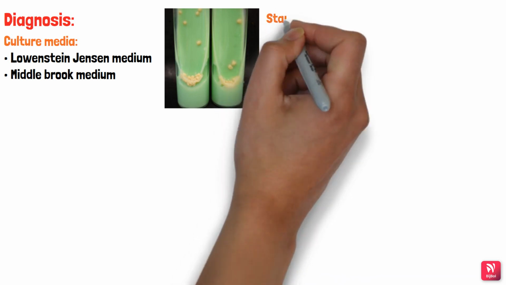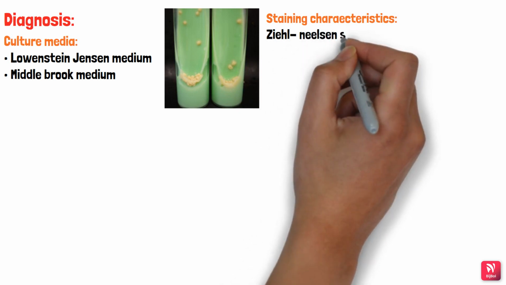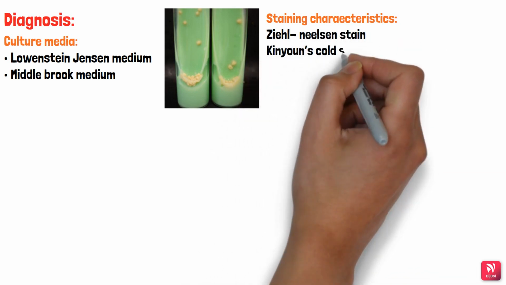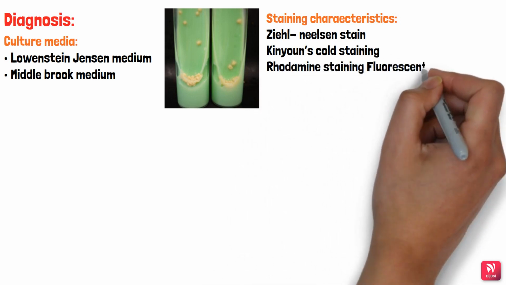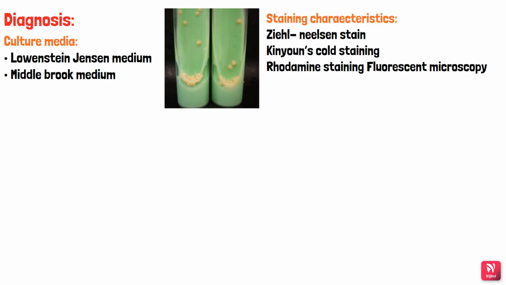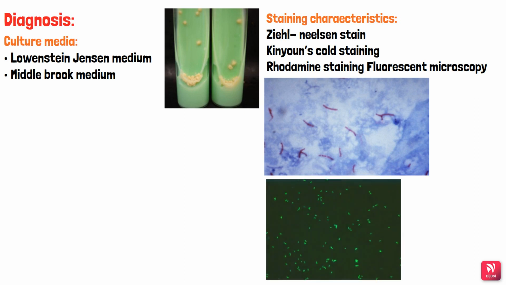And there are some special stains which can be used to demonstrate Mycobacterium tuberculosis, that is Ziehl-Neelsen stain, which is also called as acid-fast staining. Kinyoun's cold staining, it is a modification of Ziehl-Neelsen stain. And there is rhodamine staining which can be seen under fluorescent microscopy. And this picture is of acid-fast staining, wherein those long pink rods, they are nothing but our Mycobacterium tuberculosis upon Ziehl-Neelsen stain. And this third picture, it is rhodamine staining under fluorescent microscopy, wherein those fluorescing rods are nothing but Mycobacterium tuberculosis rods.